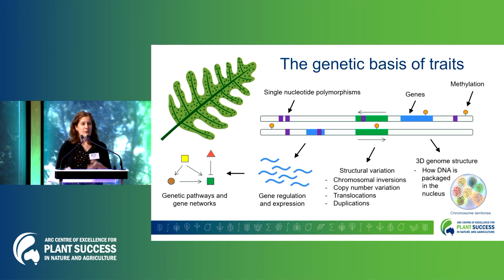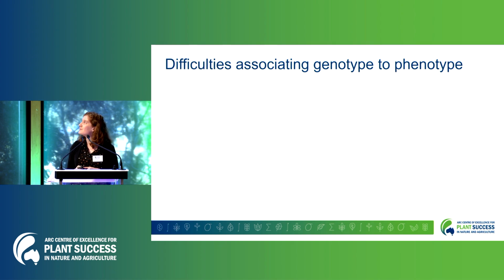So just to recap, if we want to understand the genetic basis of adaptation, we need to understand variation and diversity at all of these levels. However, it's actually quite difficult to make causal links between the underlying genetic basis and a trait, or specifically an adaptive trait in natural systems. So let me tell you why.